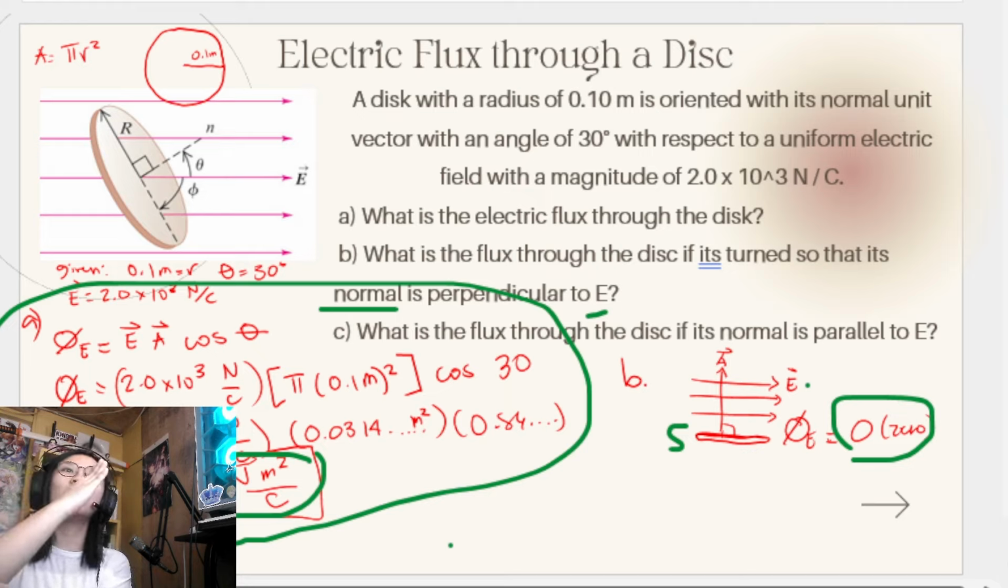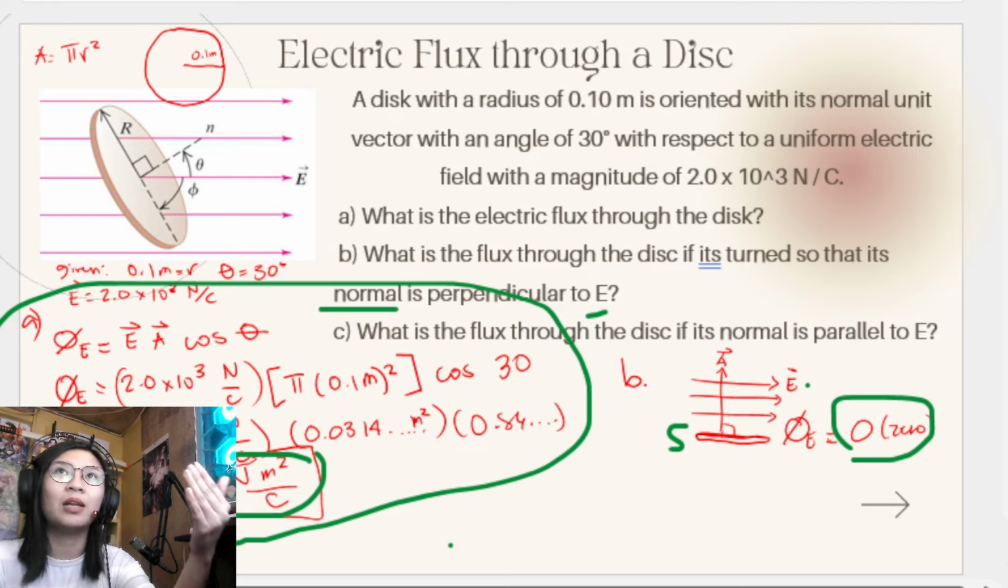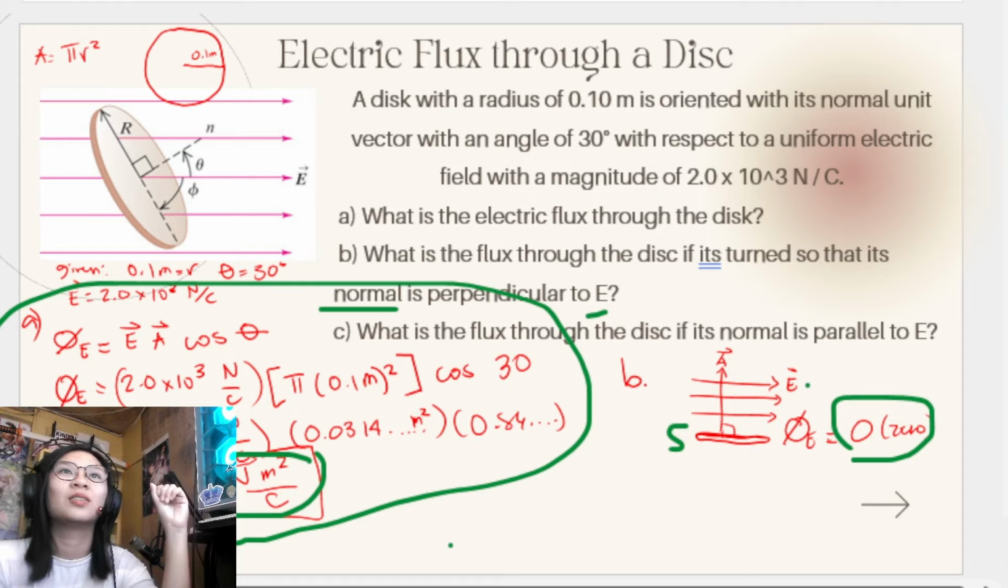Now, if you turn A so that it is perpendicular to E, then your surface and your E are parallel. Your surface and your electric field are parallel. When the surface and E are parallel, no lines penetrate the surface. And if nothing penetrates, there is no flux. Okay, so that's why the answer for letter B is 0.